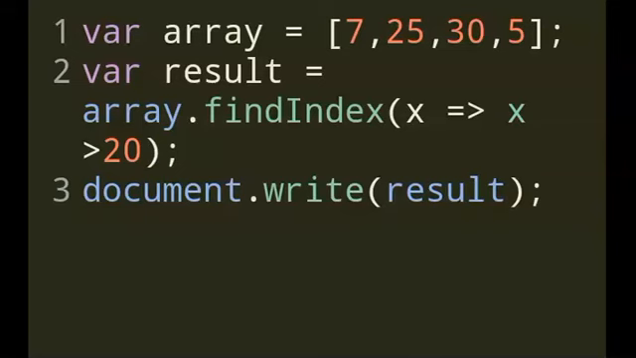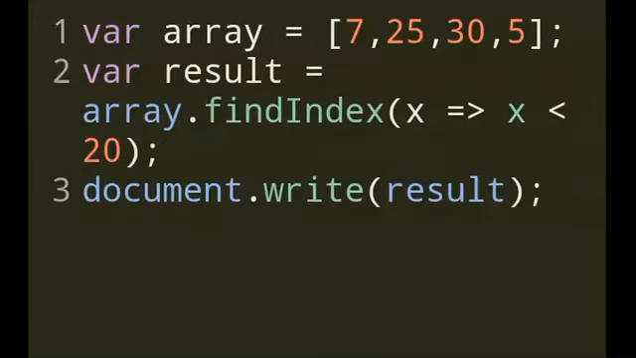Let me show some more examples. If it had been less than 20, are there any numbers less? Yeah, there are plenty, but the first one is 7, right? So it will be index 0, because the first one satisfying this condition is the first number, which is 7. So that is at index 0.